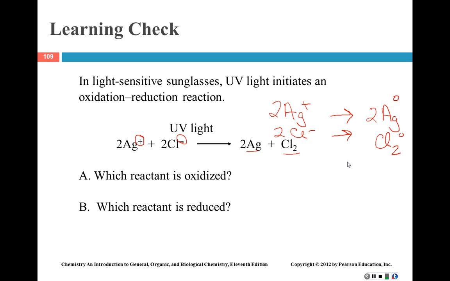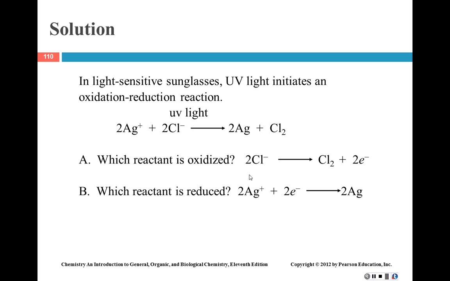Which reactant would you say is oxidized? Well, you had to do what? In order to go from a chloride to a 0, did you have to gain or lose electrons? You lost electrons, right? So oxidation is loss of electrons. In order to go from a +1 silver to a 0 charged silver, you had to gain electrons. Okay, so that one is reduction.